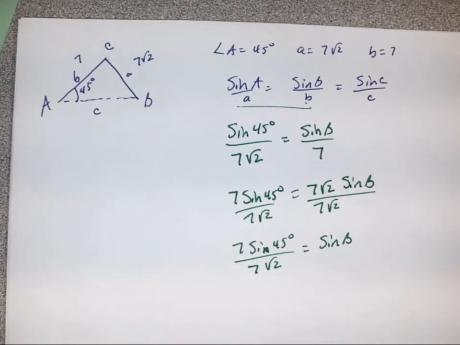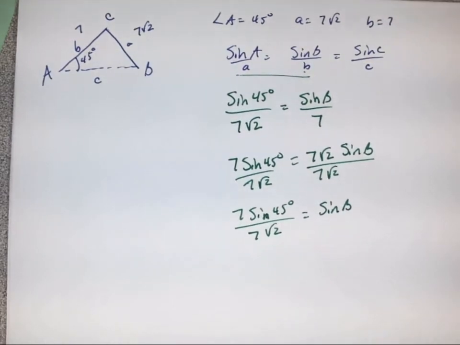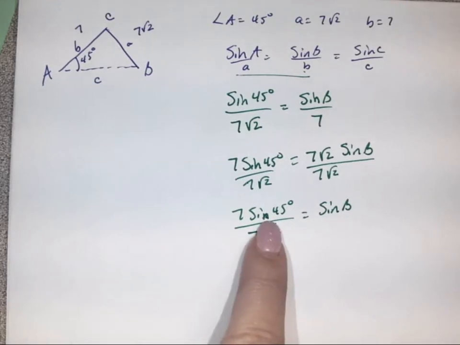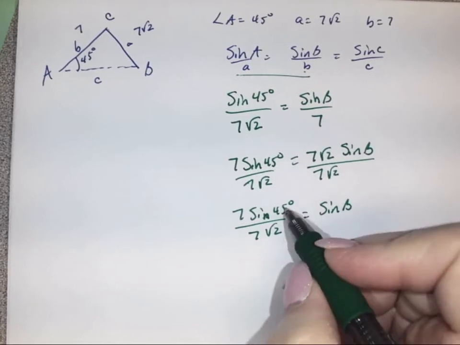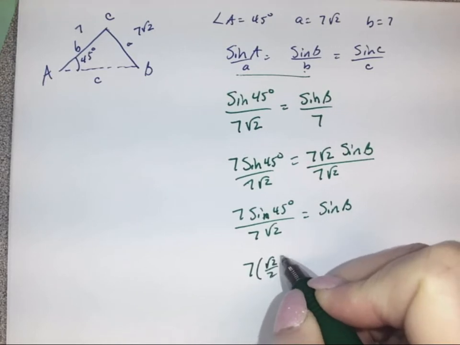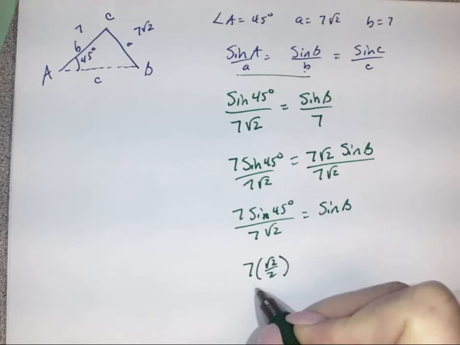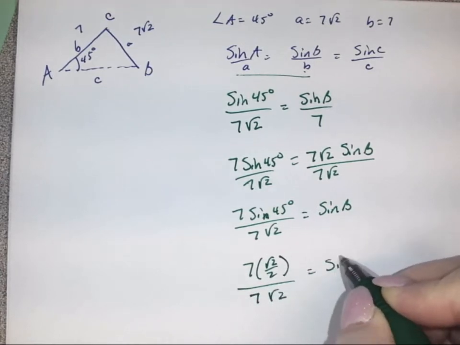Now, the sine of B we are looking to find, so we're going to have to do the inverse to actually find that, which we've already learned. Now, the sine of 45, that's something that we should know. We don't have to put that in the calculator. We know it from our unit circle. Our terminal point at 45 degrees is square root of 2 over 2, square root of 2 over 2. So the sine and cosine actually have the same value there. So we know that this will be 7 times the square root of 2 over 2 divided by 7 square roots of 2 is equal to our sine of B.